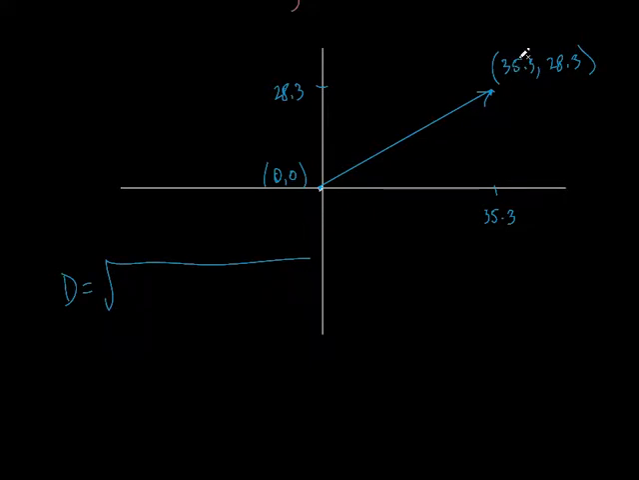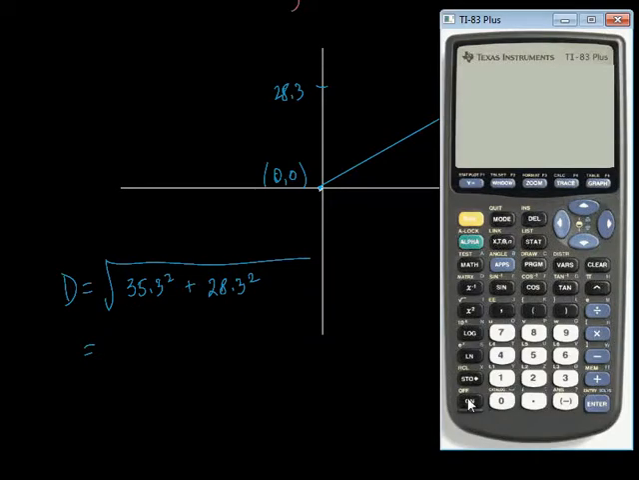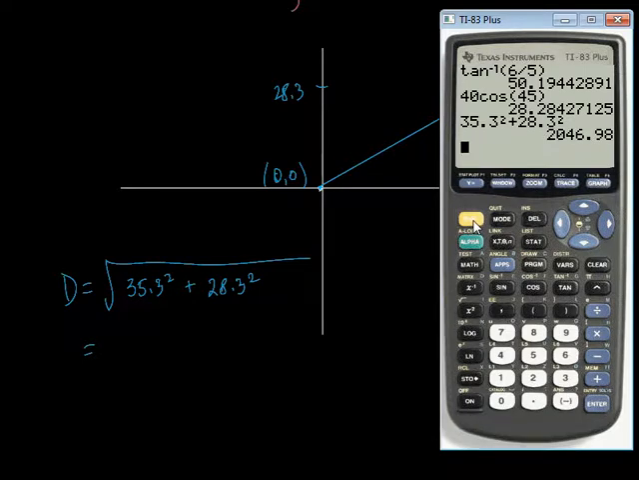It's one of 100. Look, let's do the distance formula. This minus this squared is just what? 35.3 squared plus 28.3 squared. Throw that into a calculator and you get whatever you get. Let's do it real quick. 35.3 squared plus 28.3 squared equals, and then let's take the square root, right? Square root of the answer.